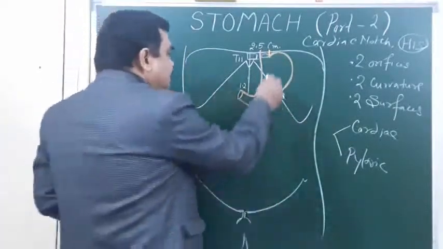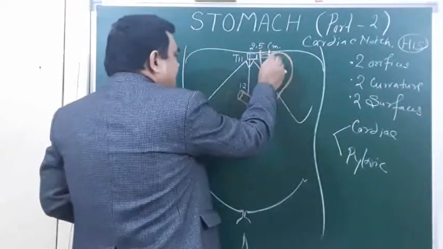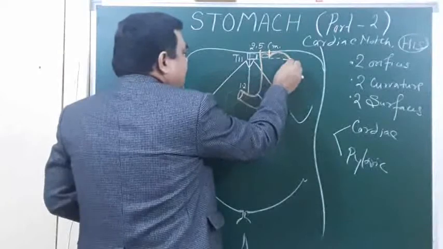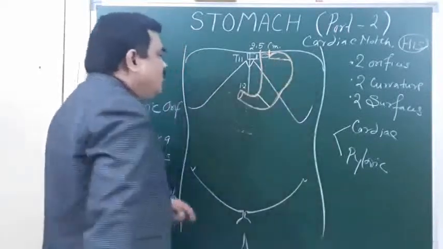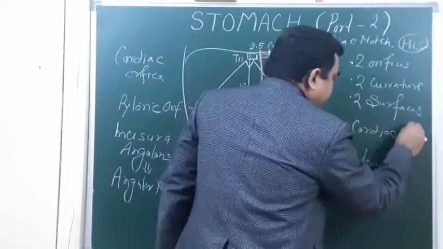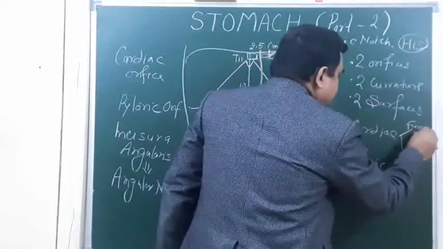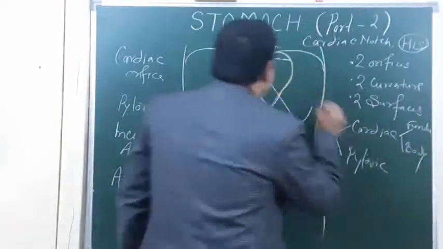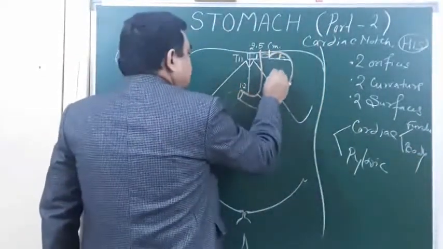Again, this cardiac part is divided by a horizontal line. It passes from this orifice. This horizontal line divides it into two parts. The upper part is the fundus and the lower part is the body of the stomach. This is the fundus and this is the body.